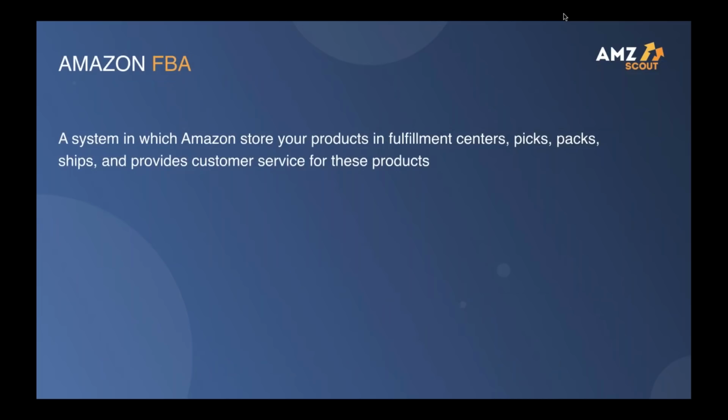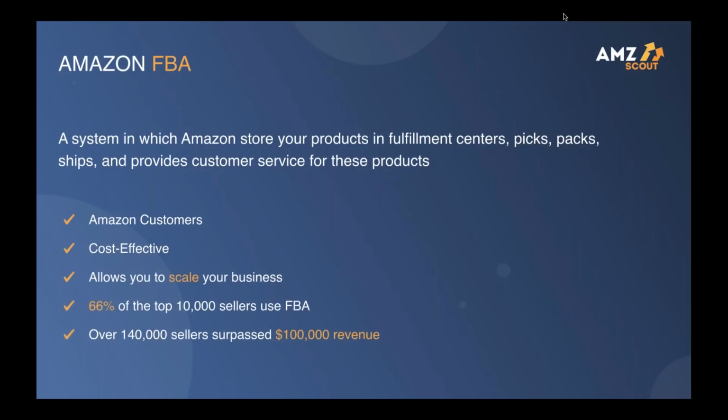So let's get started into why we are all here. And it's essentially the appeal of Amazon FBA. Now, I have a definition for you right here, but it's essentially the system in which Amazon does all of your logistics. We're talking about storing, pick and pack, so shipping, and customer service and returns for the products. But what you also get with it, and this is the most important part, is the Amazon customers. This is kind of the draw.